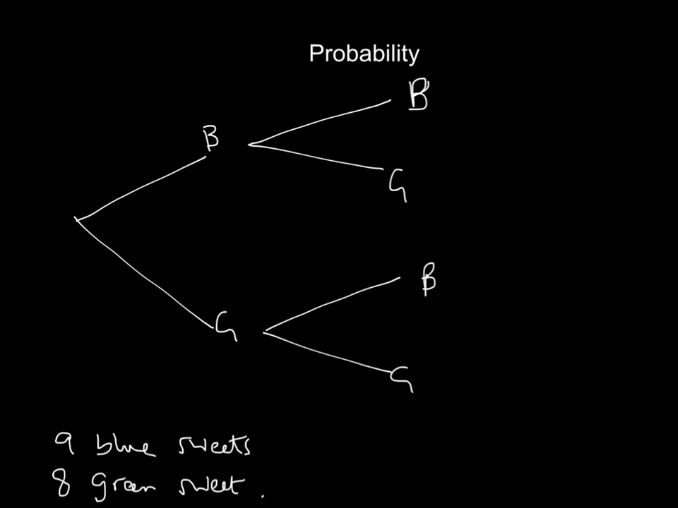So let's work out the probability of taking a blue sweet. Well, it's going to be 9 out of 9 plus 8 gives me 17. So 9 out of 17. A green sweet, I've got 8 greens, so it'll be 8 out of 17.